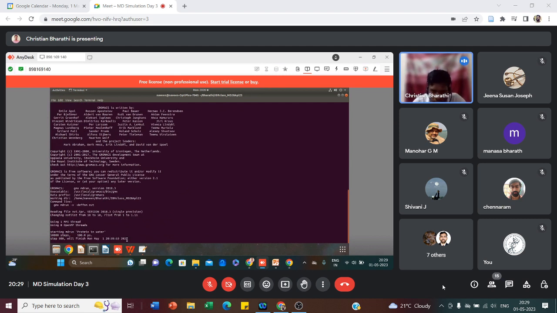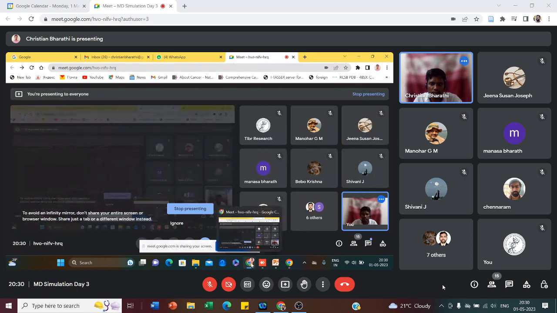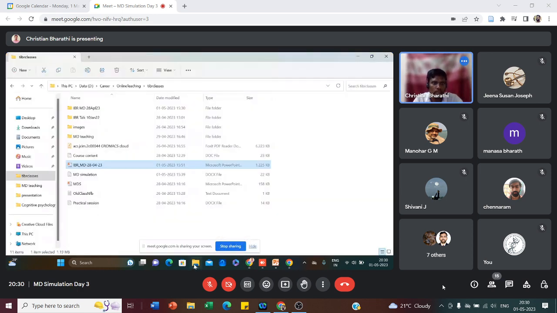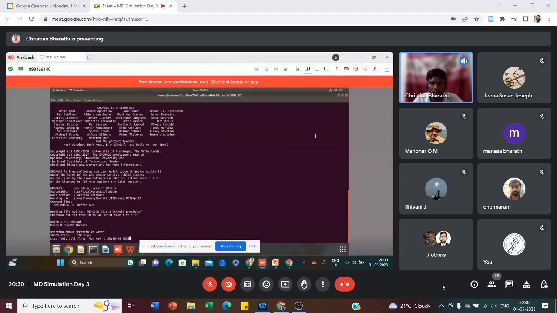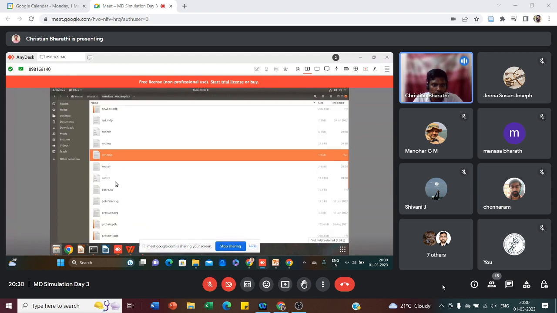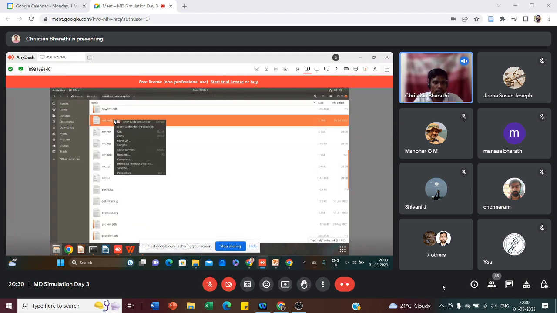It takes 10 minutes. Actually we need not wait for 10 minutes. If you give this, like energy minimization, it will give output for NVT equilibration. In the meantime, if you have any question, you can ask. I'll try to share the NPT parameter file in the meantime.